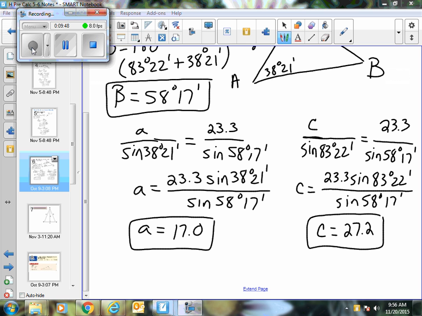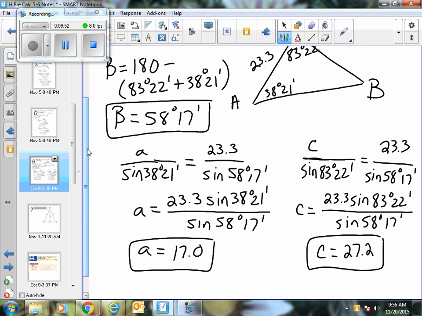All right, so let's check your work here and see how we did. So angle B, I subtracted the other two angles from 180 degrees, so 58 degrees 17 minutes. Good rule of thumb is whatever units your original is in, just go ahead and write that third one in that. So it's degrees minutes, so I did degrees minutes. Then I had to find little a and little c, the other two sides.